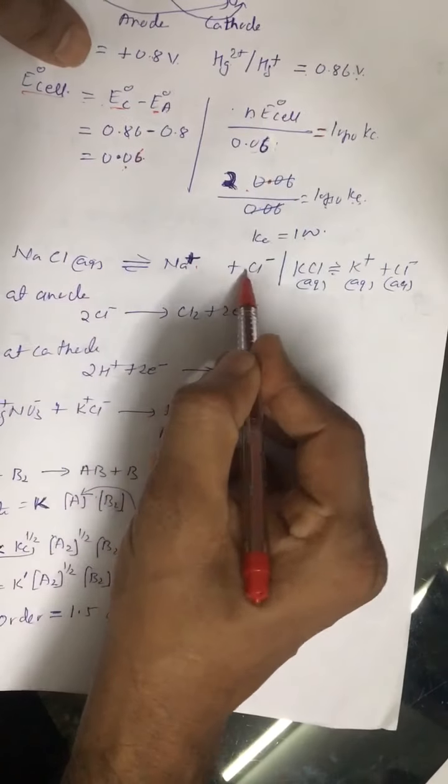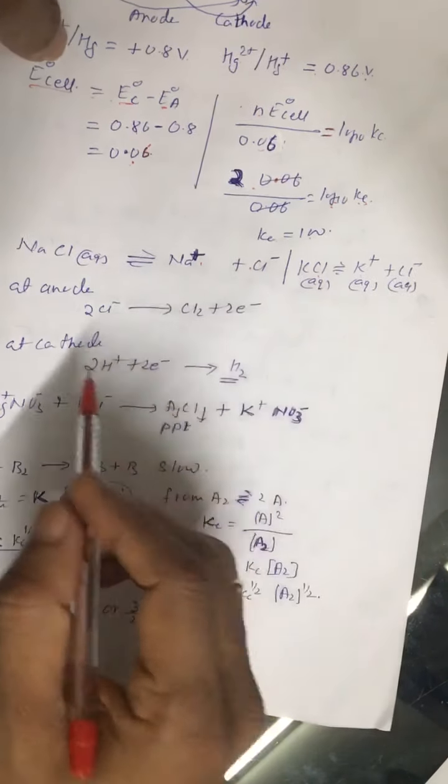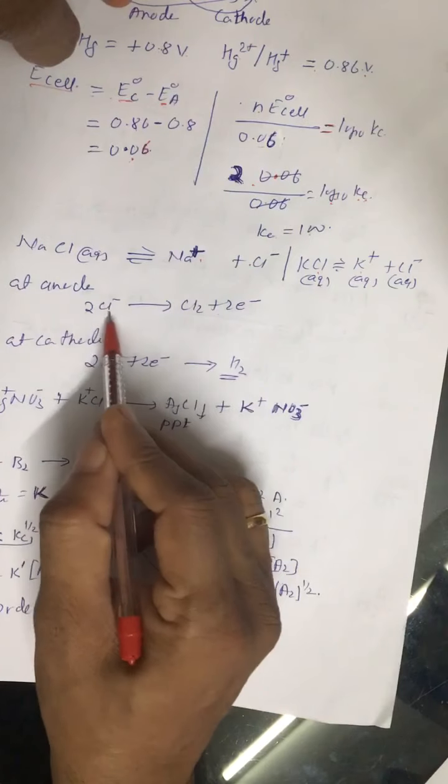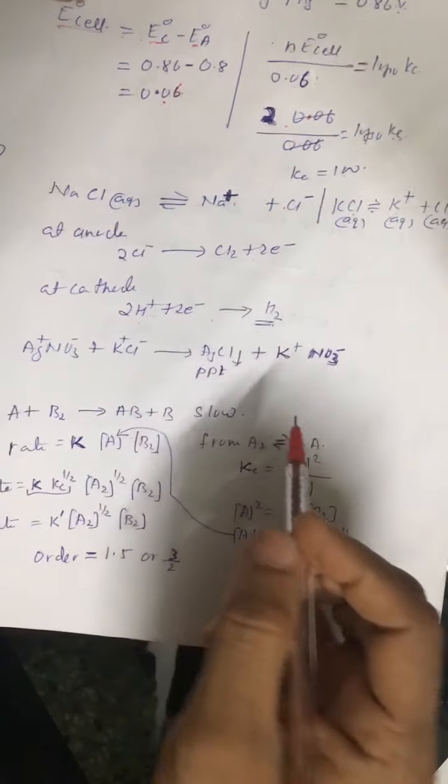Aqueous NaCl gives Na positive and Cl negative. Aqueous KCl gives K positive and Cl negative. So at the anode we get chlorine, at the cathode we get hydrogen gas. So we will not be able to distinguish.